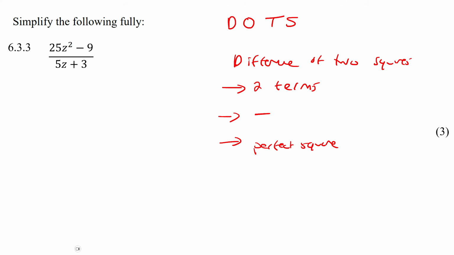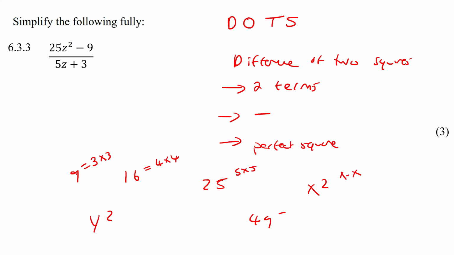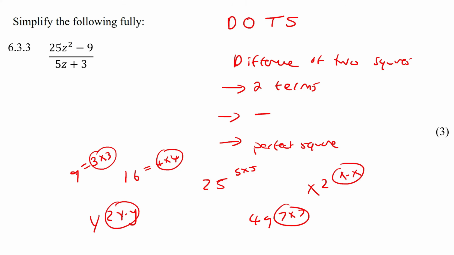What is a perfect square? A perfect square is something like 9, 16, 25, 49, x squared, y squared. Why? Because 9 is the same as 3 times 3, 16 is the same as 4 times 4, 25 is 5 times 5, x times x, 7 times 7, y times y. See how it's always the same thing multiplied together? That is what we call a perfect square. The number 28 is not a perfect square. Why? Because 28 is 7 times 4, not the same.